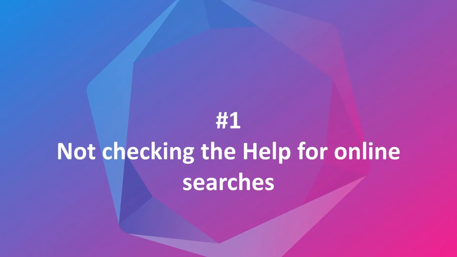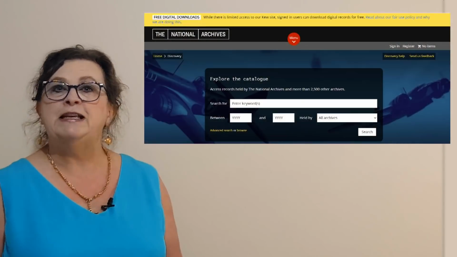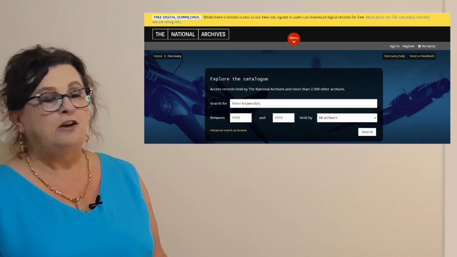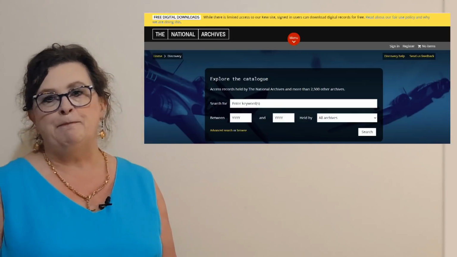Not checking the help for online searches. We all want to jump straight in and start searching when we get access to something new, but a bit of time spent looking at the search help can really pay dividends. Among other things, the help sections tell you how to search on that particular site, because there are variations from site to site. An example is Discovery, the catalogue of the National Archives of the UK.